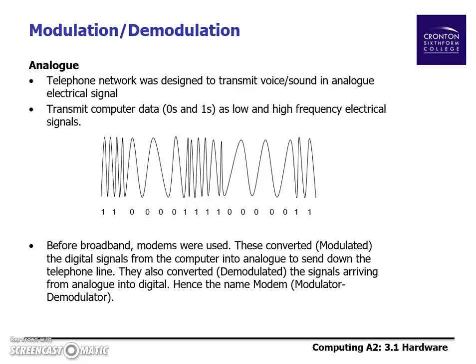Okay, before broadband, modems were used. These modulated the digital signals from the computer into analog to send down the telephone line. They also demodulated the signals arriving from analog into digital. Hence the name modem: modulator, demodulator.